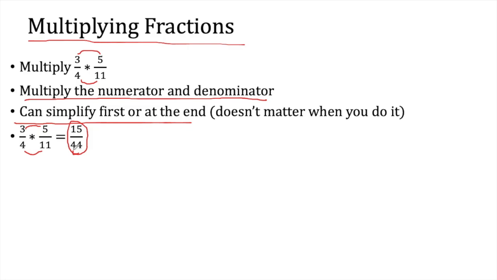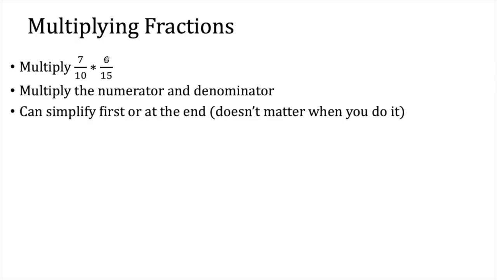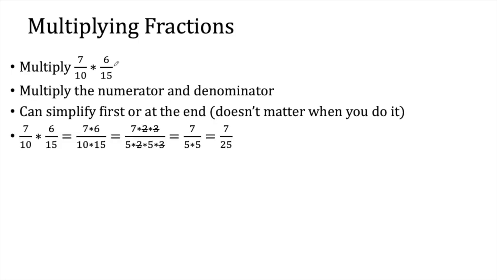Let's look at another example. So this time they have told us to multiply 7 divided by 10 with 6 divided by 15. And now you may see that we can actually simplify this fraction before we multiply it. And I actually prefer simplifying it before you multiply it because it makes your multiplication much easier. You'd be dealing with smaller numbers when you actually multiply the fractions. So the amount of calculations that you have to do is decreased in complexity.